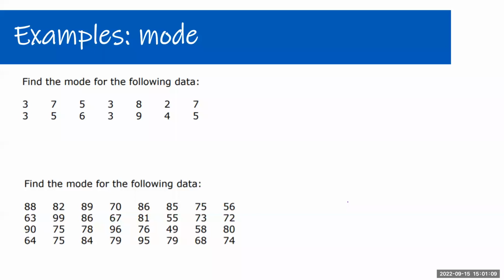Let's look at some examples. Go ahead and pause and make sure that you can answer these also. So the mode for this first one, we can count how many things appear many times, but we see that 3 occurs the most, okay? Our mode here is going to be 3.